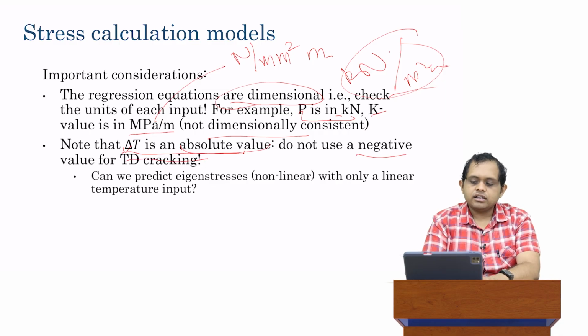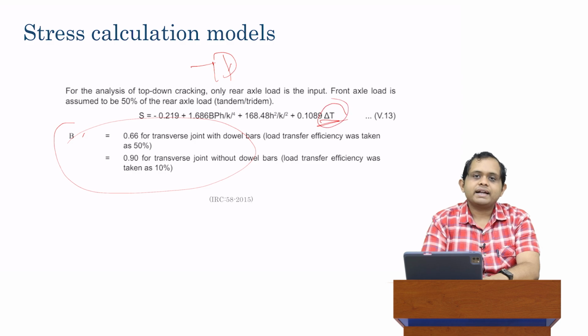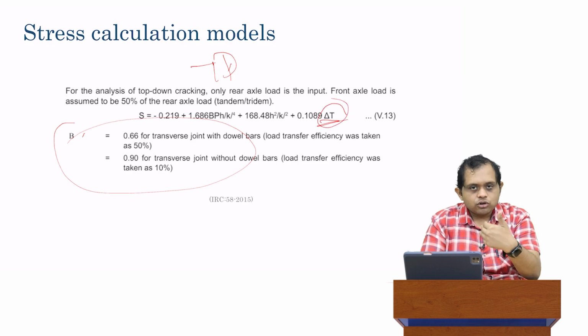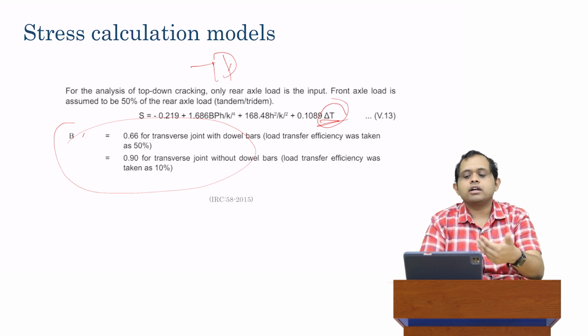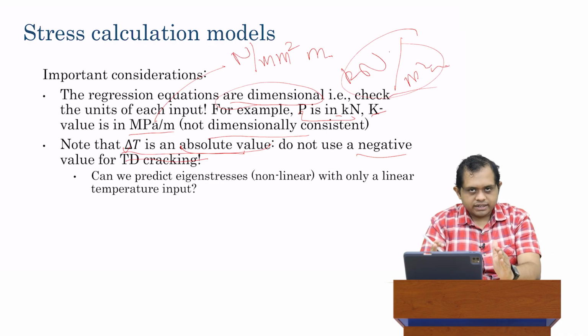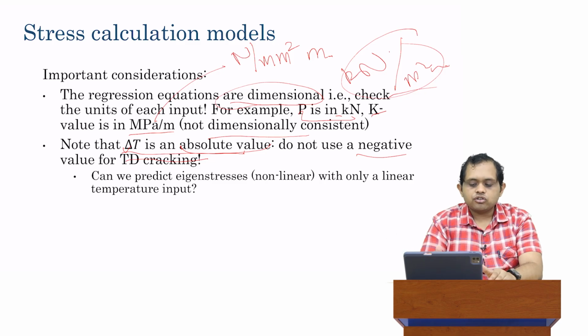Very common mistake I've seen, that because it's top-down cracking, students apply a negative value over here. Nothing wrong with it, but that's not how these regression equations were developed. The regression equations were developed with the assumption that delta T was the absolute value. I do not agree with this approach. I think this should not have been done because it leads to confusion, but I'm just telling you this is what we used.